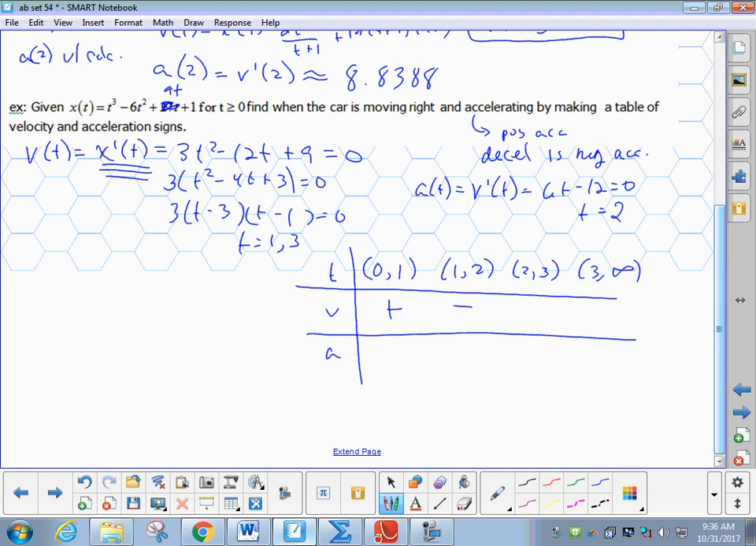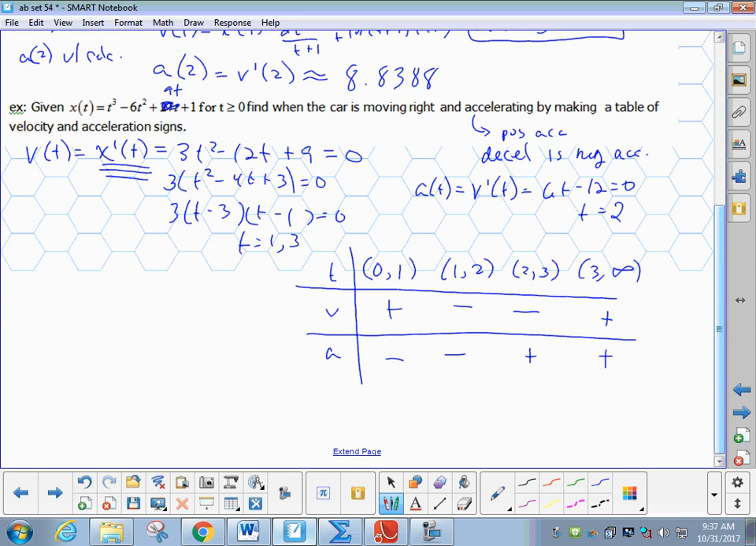Negative. At time 2.5, what's the velocity sign? I think it's still negative, yeah? Still negative. And after time 3, what's the sign? Positive. Okay. Acceleration. I think before time 2, it looks like it's negative. And after time 2, its acceleration is positive, right?